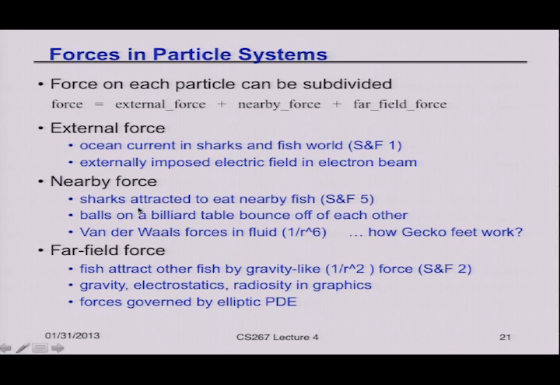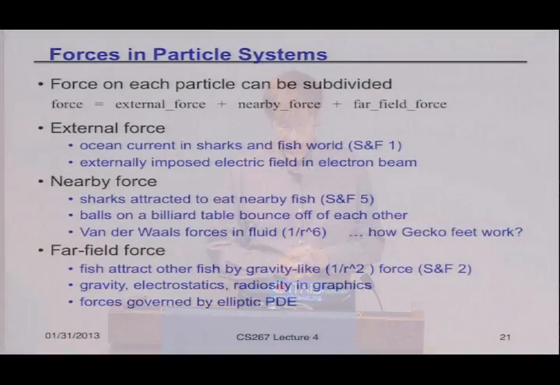So what about nearby forces? Again, in sharks and fish, sharks are attracted to nearby fish for hungry reasons, and if it's a far away fish, they don't care about it. Bouncing balls is another canonical example, only if they touch one another, and that's as close as you get, and they bounce, and that's another example.